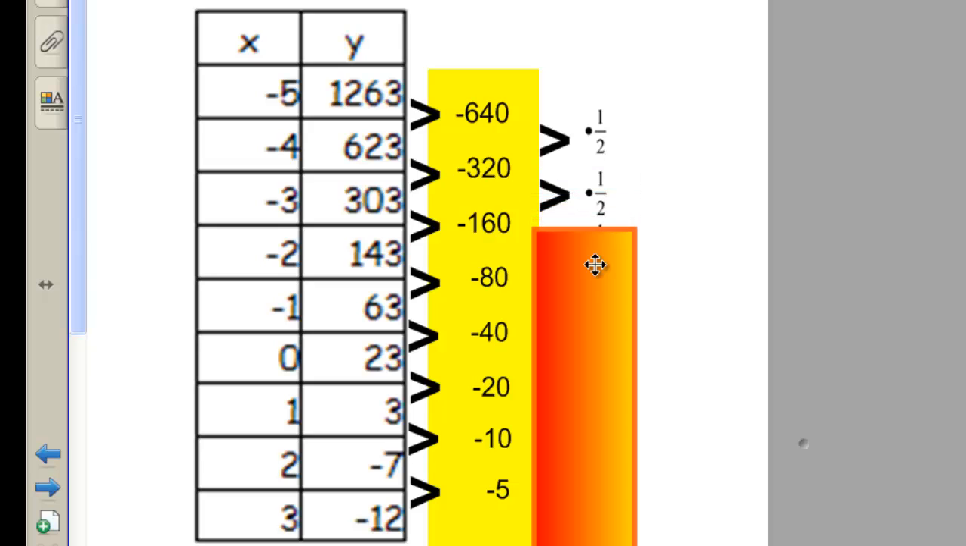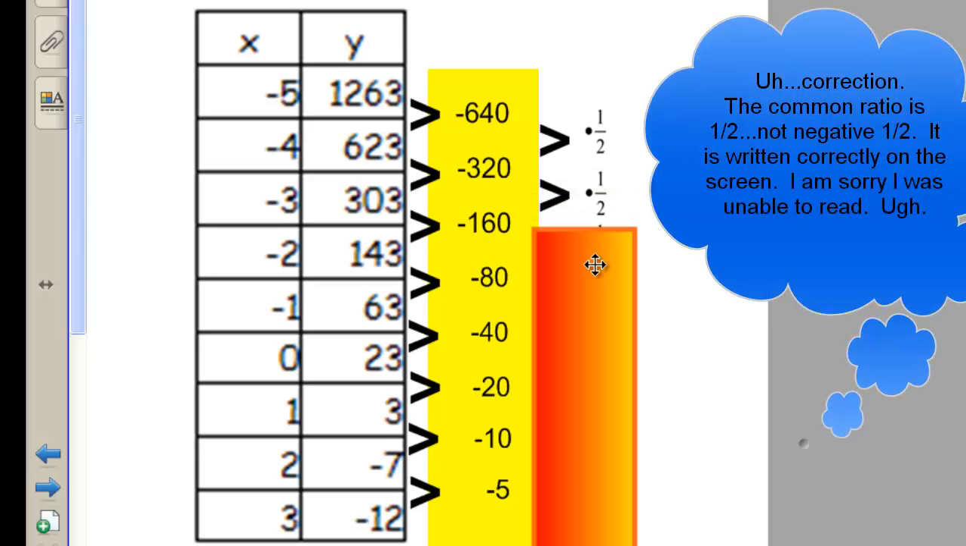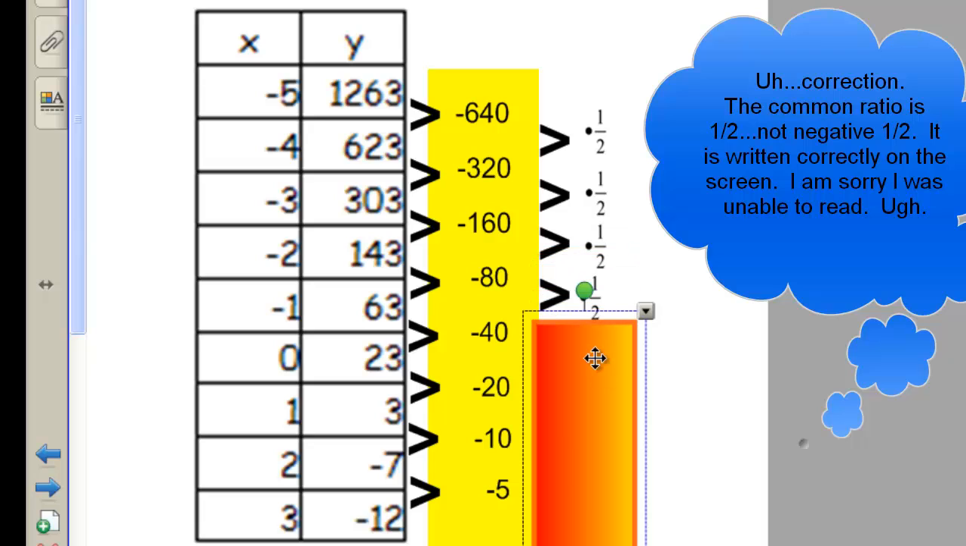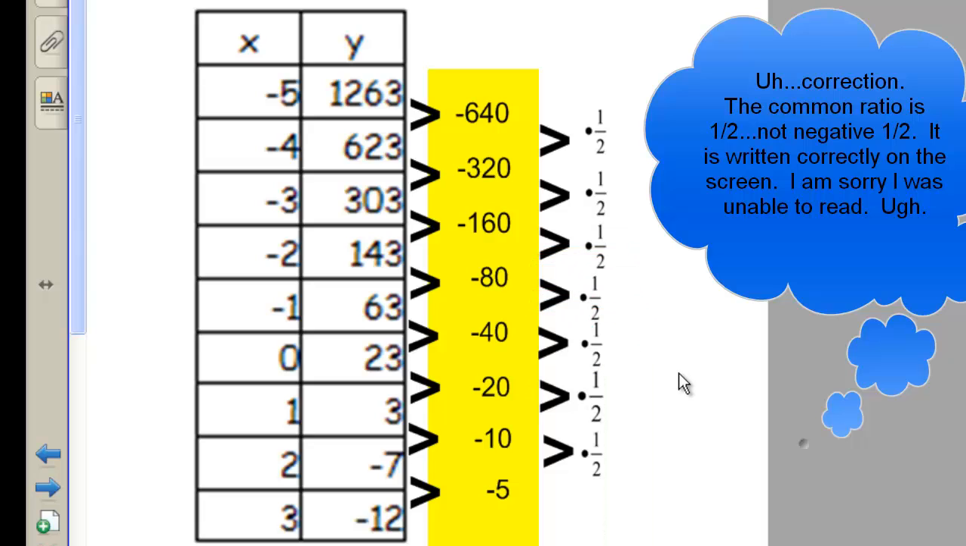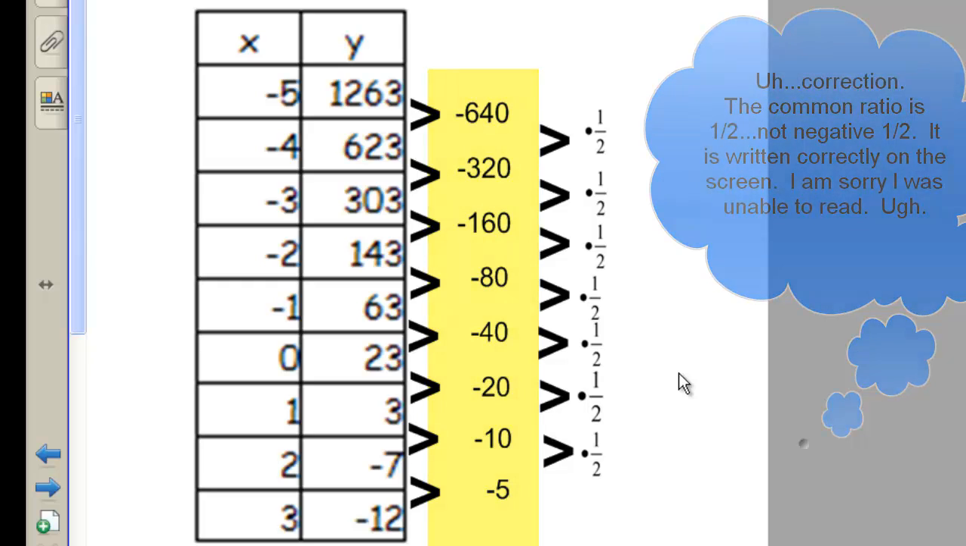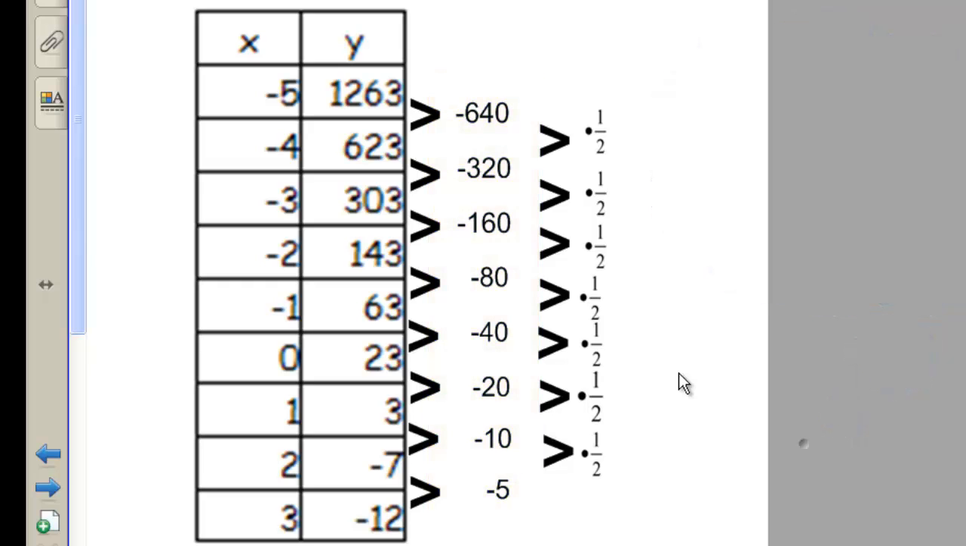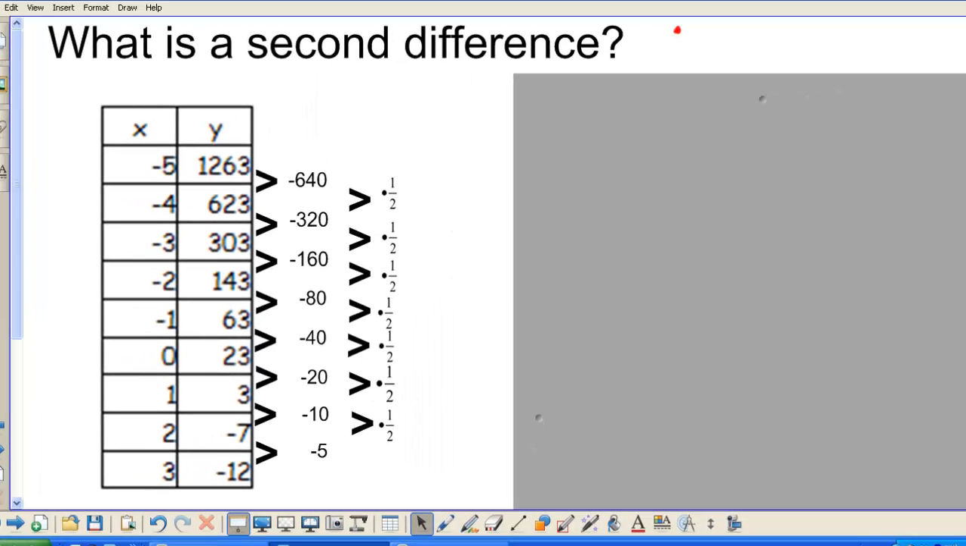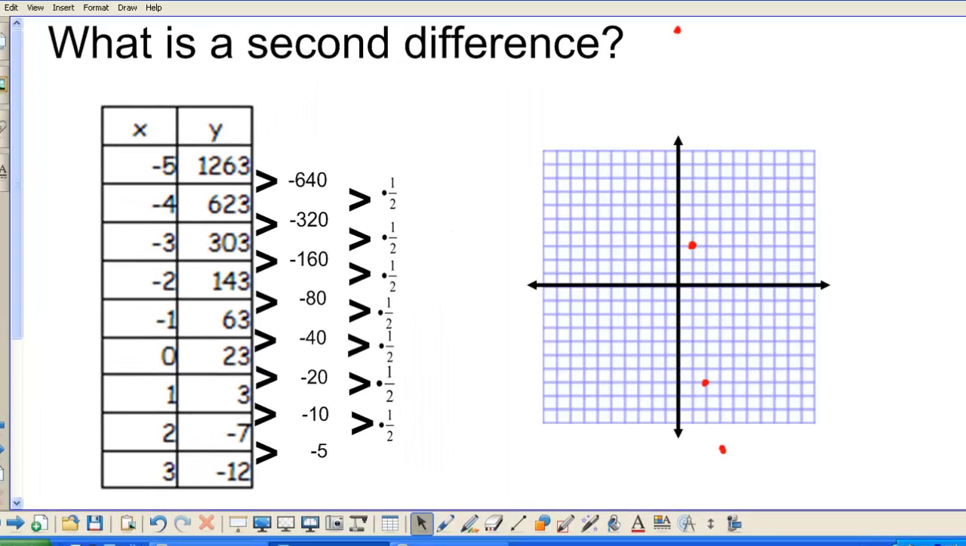-640 times a half gives me -320. -320 times -1/2 gives me -160. I keep multiplying by -1/2 to get to my next difference. So hopefully you can put this together, that because this second difference is geometric in nature, you actually get an exponential.